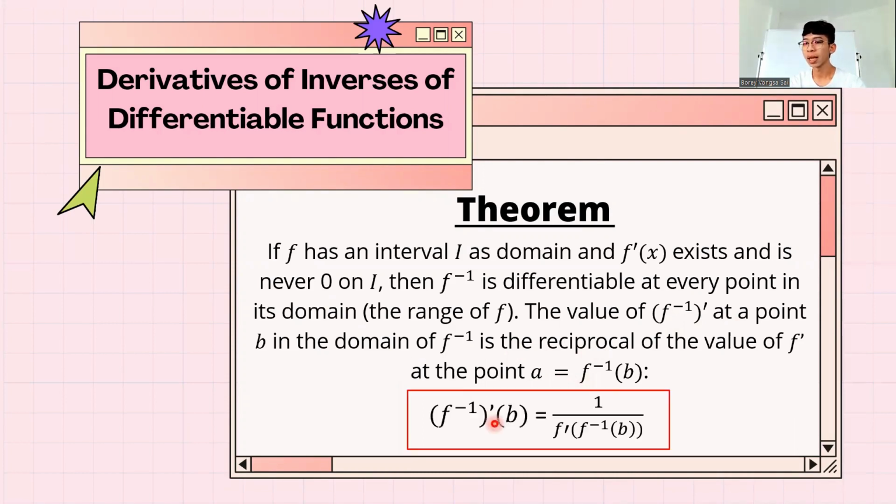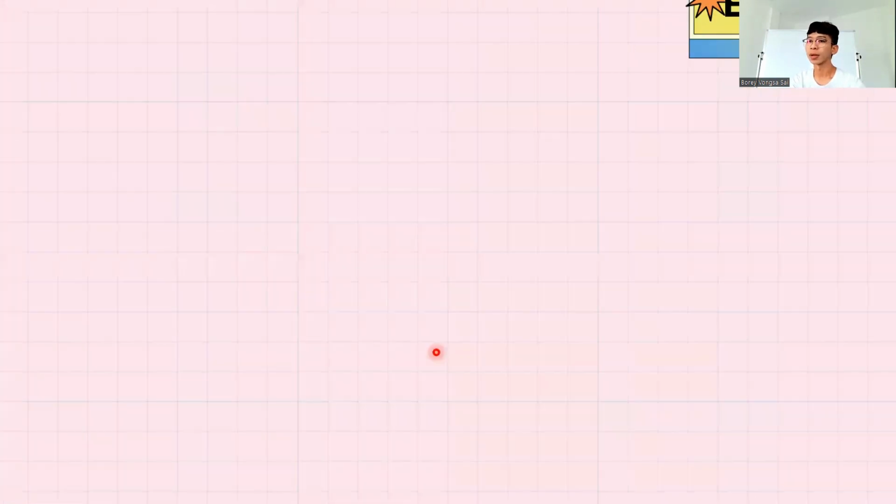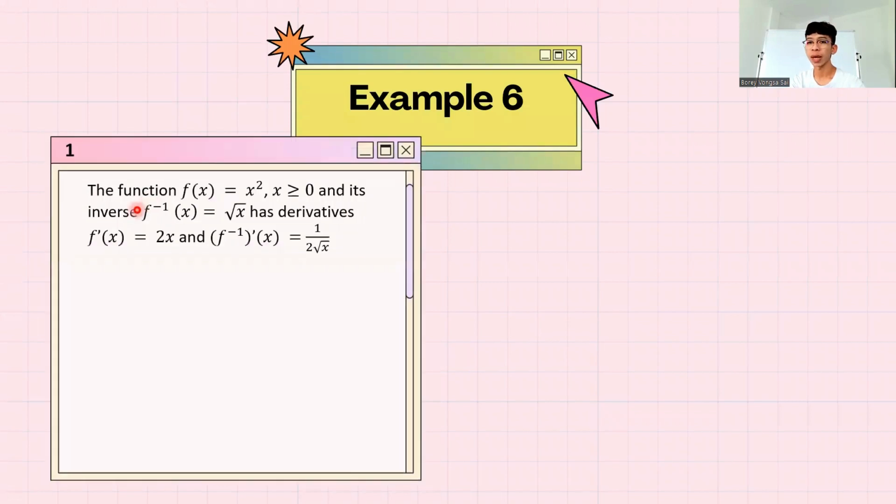So now we can get the formula, which is the derivative of the inverse function of f at b equals 1 over the derivative of f at the inverse function of f of b. Now let's take a look at an example. Example 1: we have the function f of x equals x squared, x greater than or equal to 0, and its inverse is equal to the square root of x. The derivative is 2x, and the derivative of its inverse function is 1 over 2 times the square root of x.